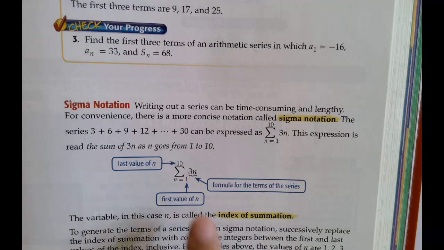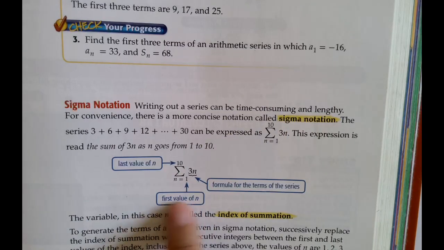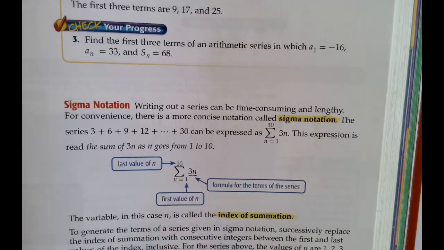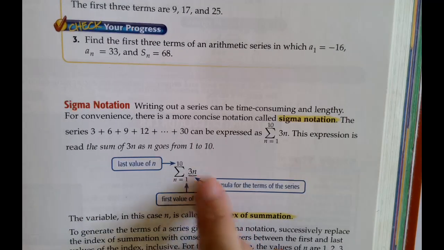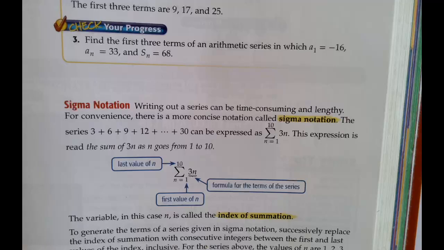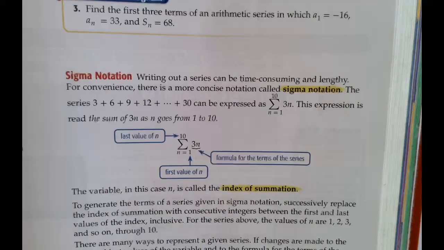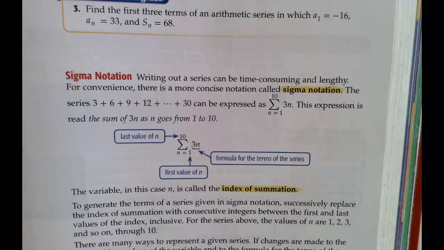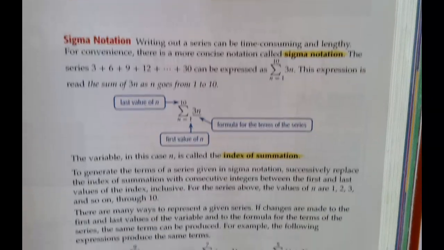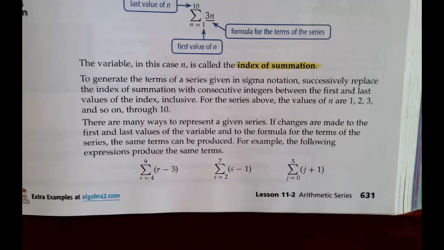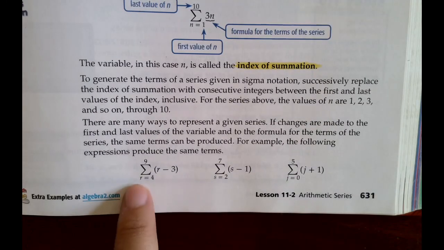This talks about the first value of n that we want to consider. This is the last value of n that we want to consider. And this is the formula for each term in this series. The variable, in this case n, is known as the index of summation. So again, it doesn't have to start at the first one and end at the other one. It could be something like this.